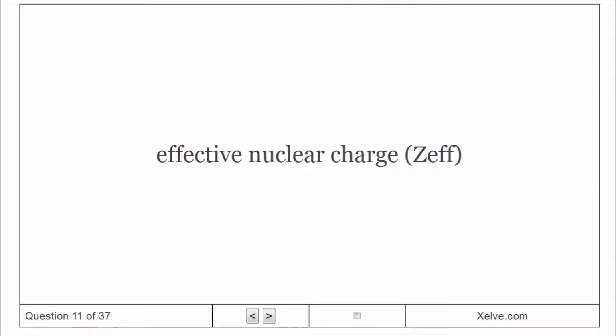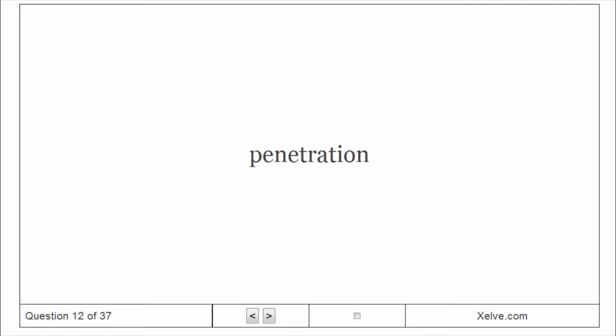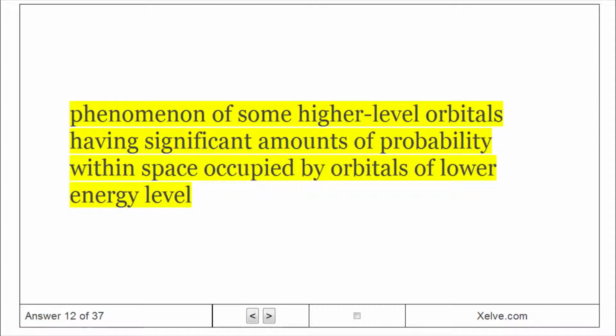Effective nuclear charge. Actual nuclear charge experienced by an electron, defined as the charge of the nucleus plus the charge of the shielding electrons. Penetration. Phenomenon of some higher-level orbitals having significant amounts of probability within space occupied by orbitals of lower energy level.